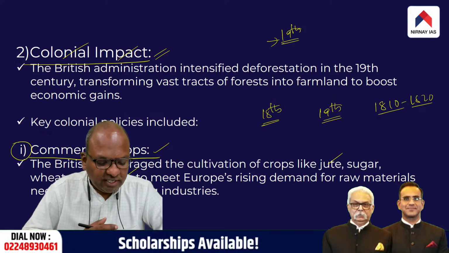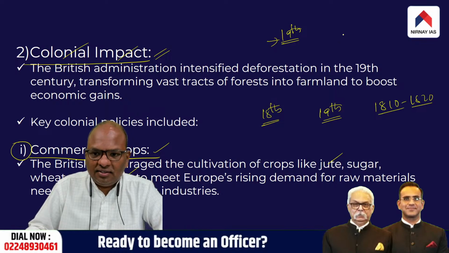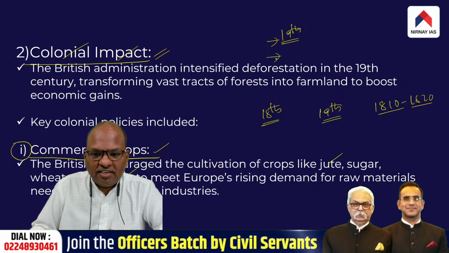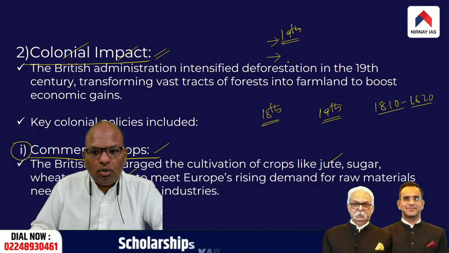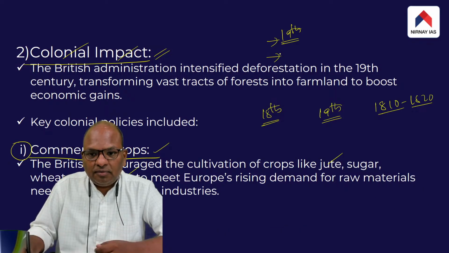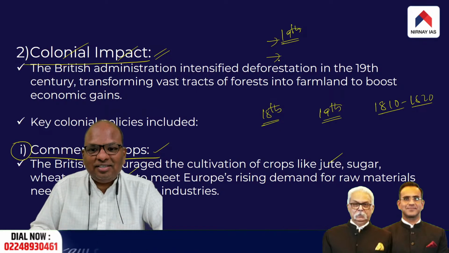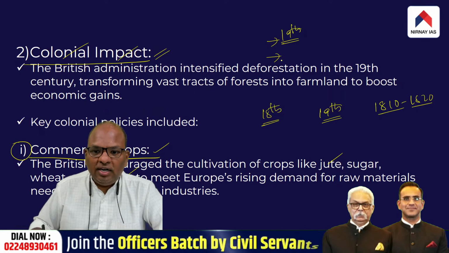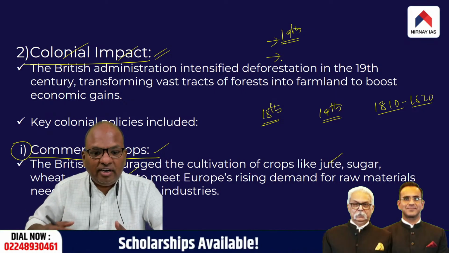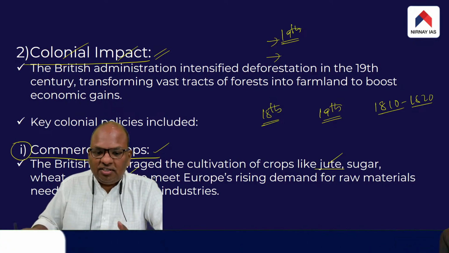Let me repeat this point once again for you. The process of industrialization had begun in England. England happened to be the first country to experience industrialization. So, as a result, there was a lot of demand for various commodities to be used in the industries of England. And therefore, the British began forcing Indians to cultivate numerous crops like jute, cotton, etc.